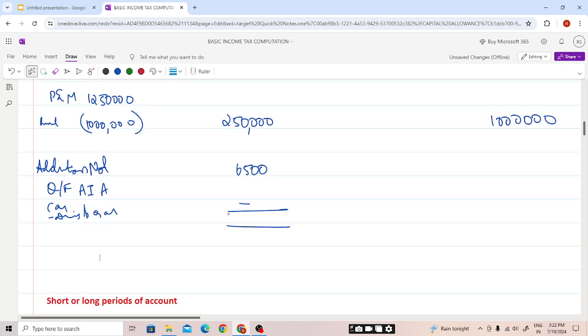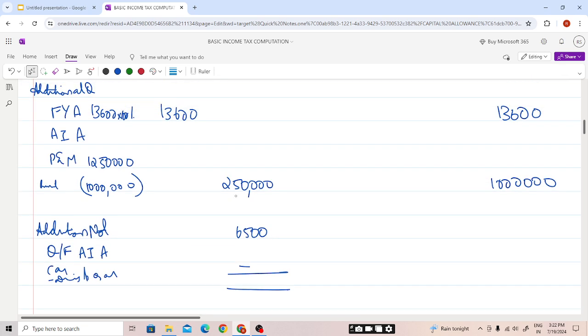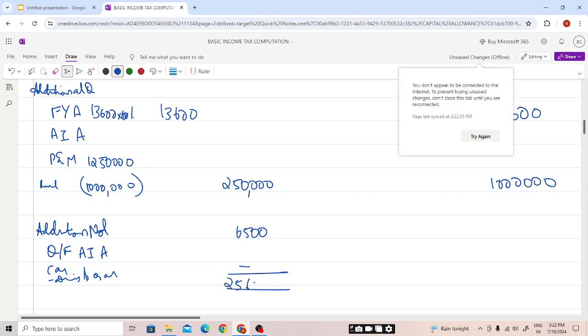The balance will be now 250 plus 6,500. It will be 256,500 pounds. I hope this is clear.